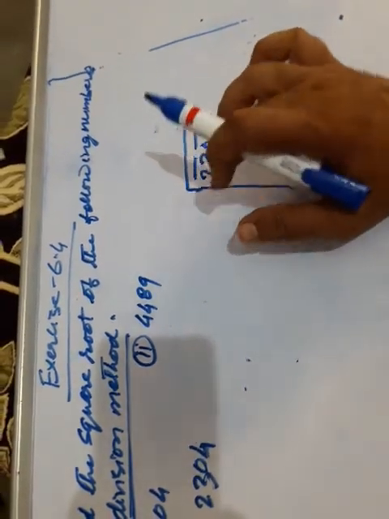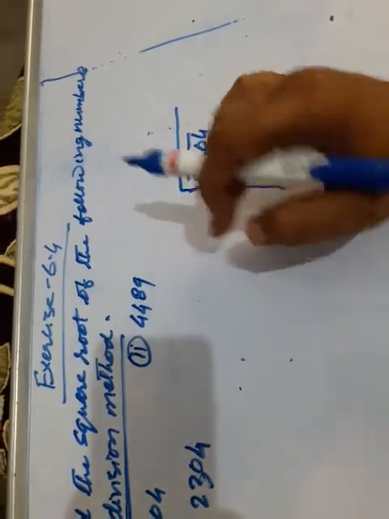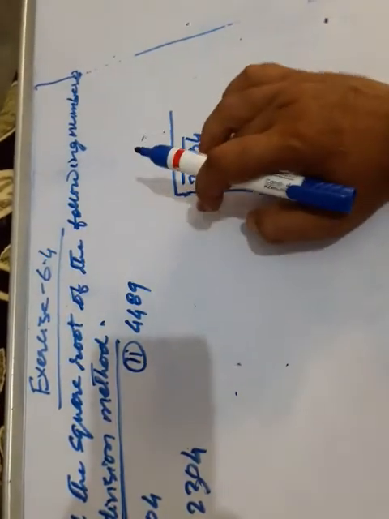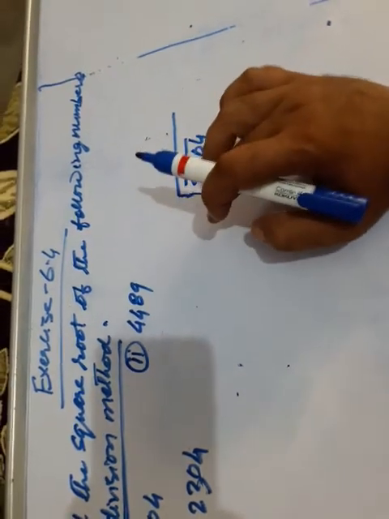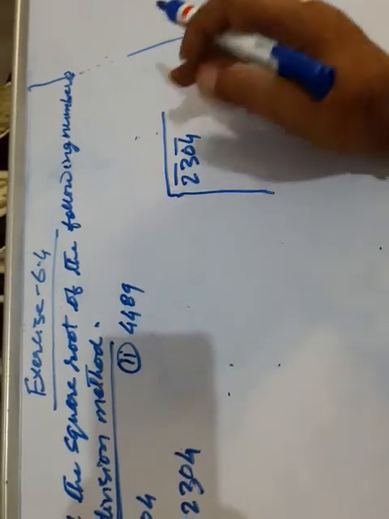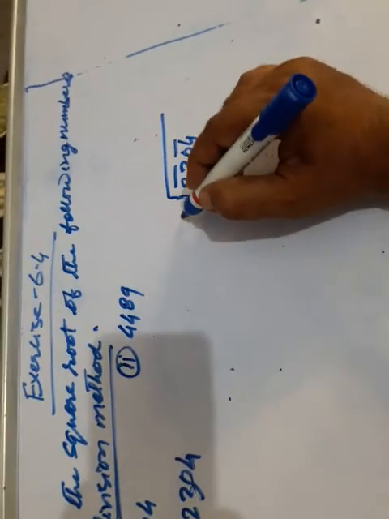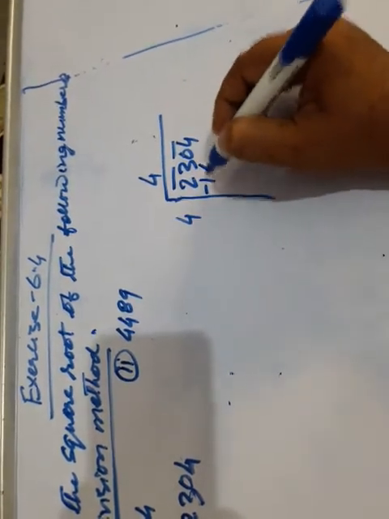See here, one thing we have to take care of. If we choose the number 4, then we have to take 4 fours. If we choose the number 5, then we have to take 5 fives. If you choose 6, then you have to take 6 sixes. Clear. So here you write, 4 fours are 16.